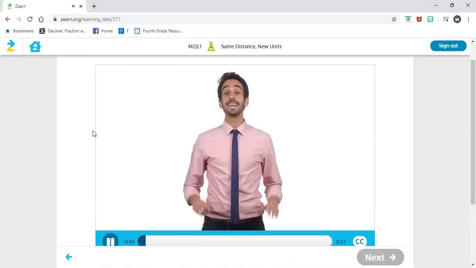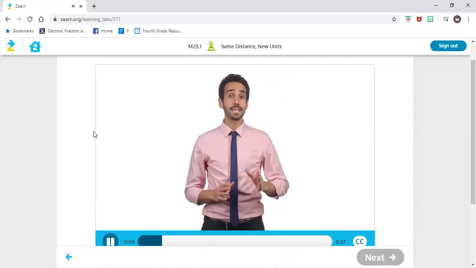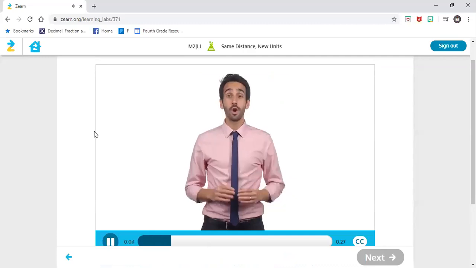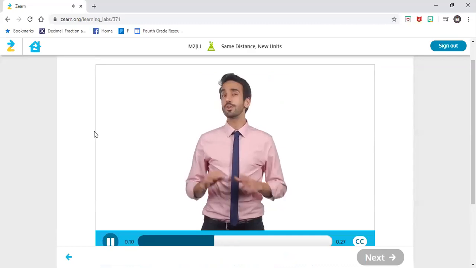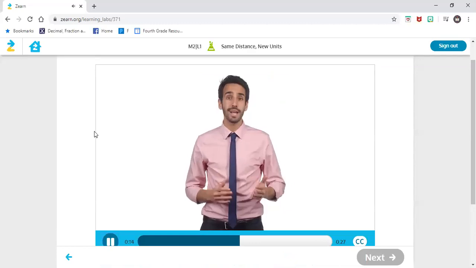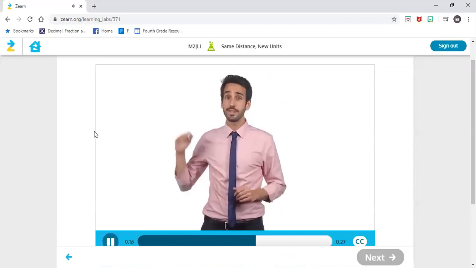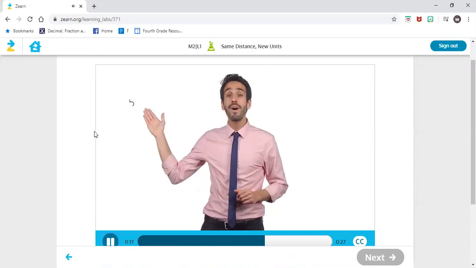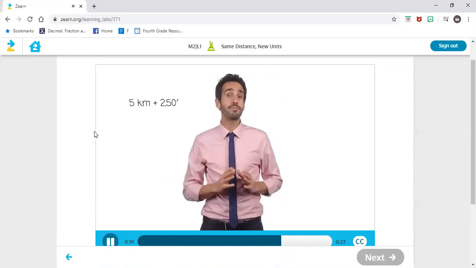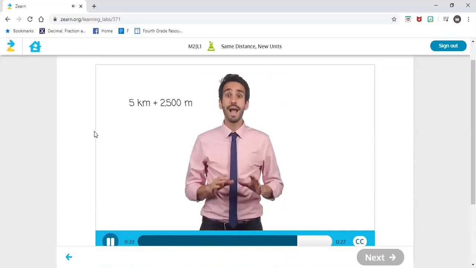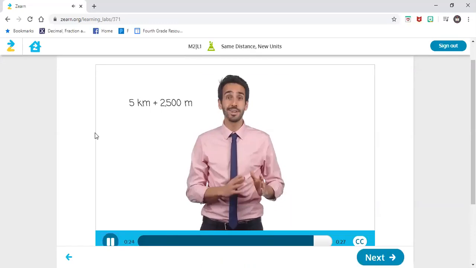Let's wrap up by adding and subtracting mixed units. When you add or subtract with mixed units, there are many different strategies you could use. We're going to convert to a smaller unit so we can use the addition and subtraction algorithms. Let's start with this one. 5 kilometers plus 2,500 meters. Before we add, let's convert the kilometers to meters.